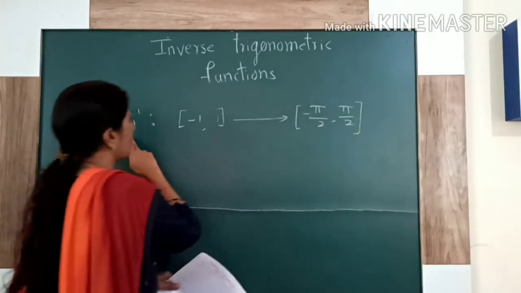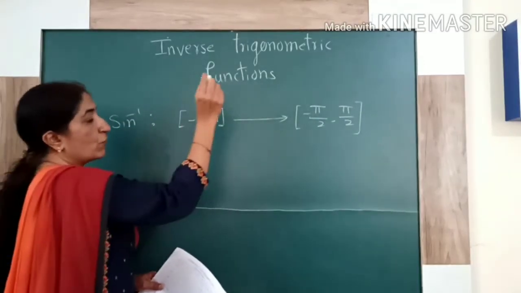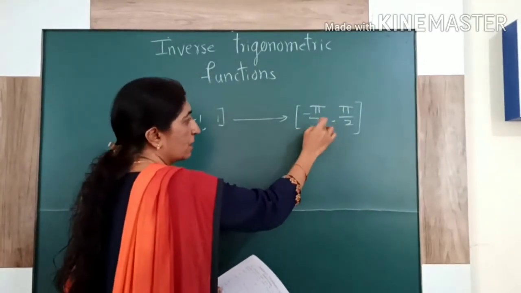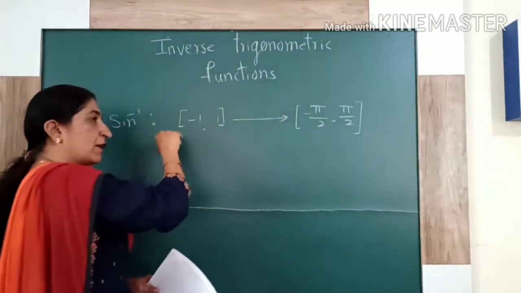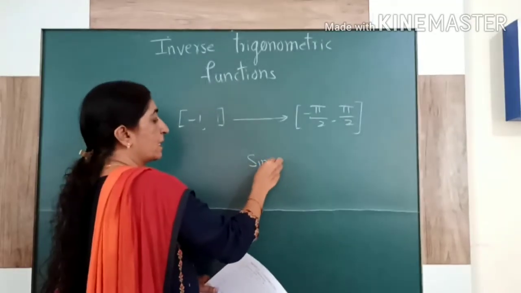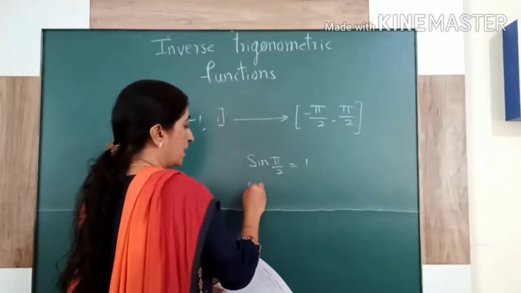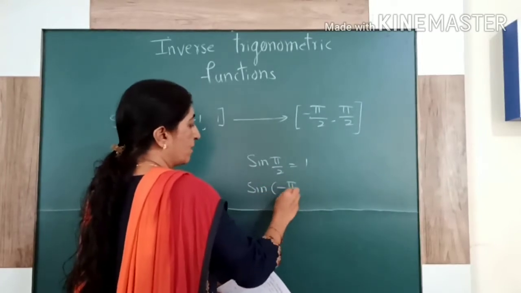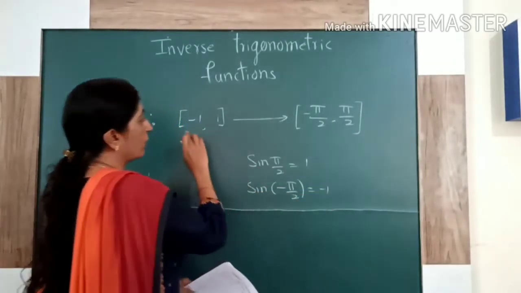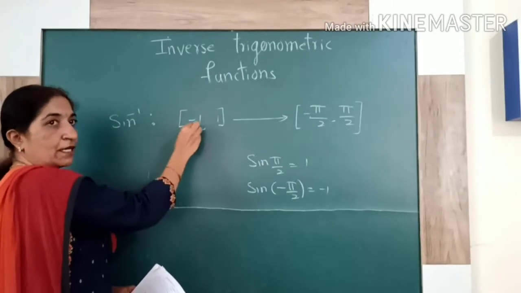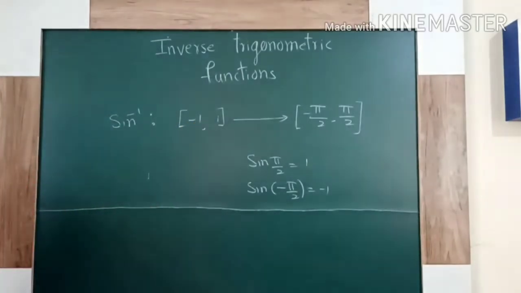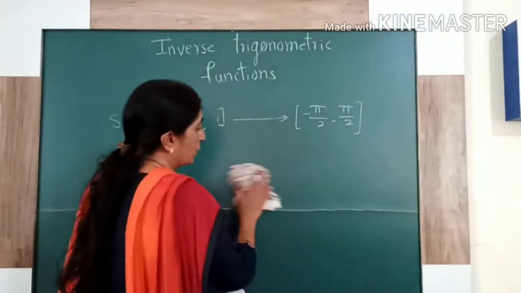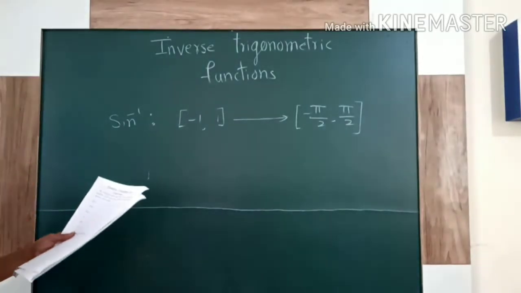That is, sin inverse is minus 1. If you write in the form of degrees, it is minus 90 to plus 90. If you convert, for example, sin 90 is 1 and sin of minus pi by 2 is minus 1. If you convert into the form of real numbers, it is written like this. So now I am giving you all the 6 values of inverse trigonometric functions.